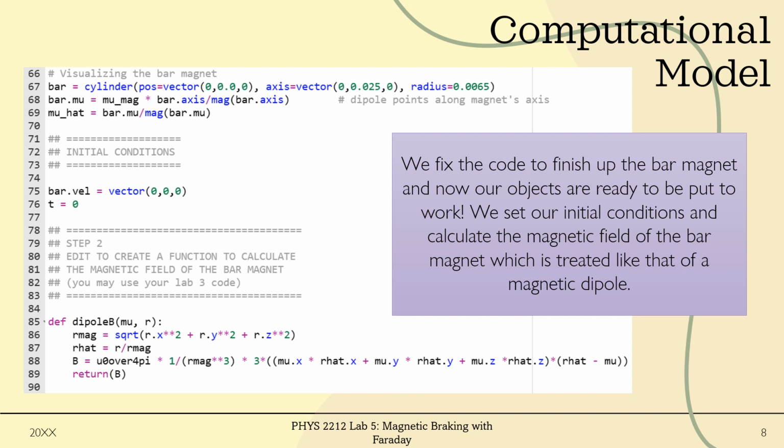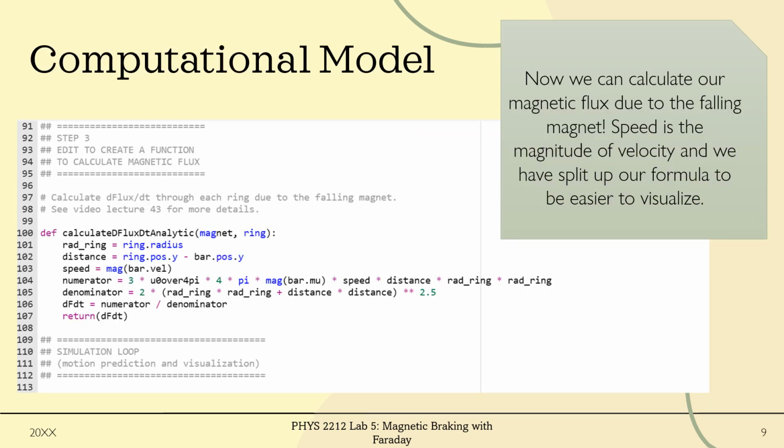We set our initial conditions, so time equals 0 and the position is at 0, and we calculated the magnetic field of the bar magnet using the Biot-Savart law. The reason why we were using the Biot-Savart law is because this magnet is moving, and now in this code we'll calculate our magnetic flux due to the falling magnet. Remember, speed is the magnitude of velocity, and we just split up the formula a little bit so it would be easier to type in.